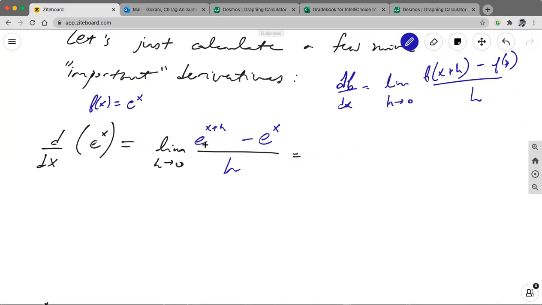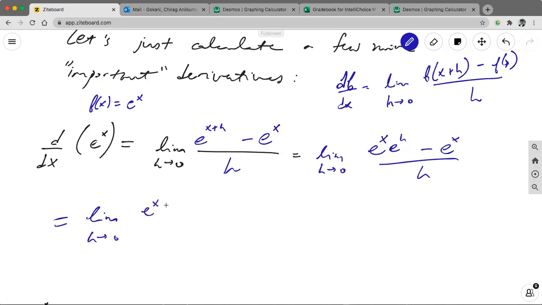So remember from our exponent rules that e to the x plus h, well, that's just e to the x times e to the h, right? Does everyone agree? So limit as h goes to 0 of e to the x, right? And this comes from the exponent rule that if your bases are the same, you can add the exponents. So everything else stays the same here. Okay, and now as h goes to 0, I'm going to factor out e to the x, okay? So e to the x, and what's remaining is e to the h minus 1 over h, okay?